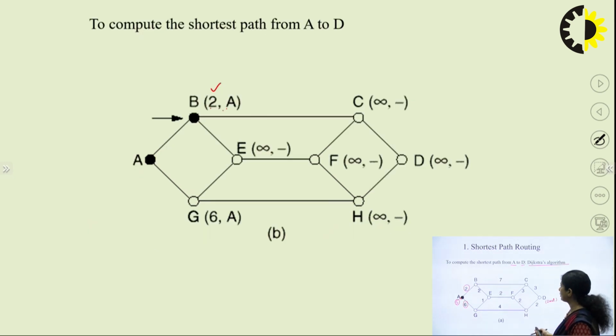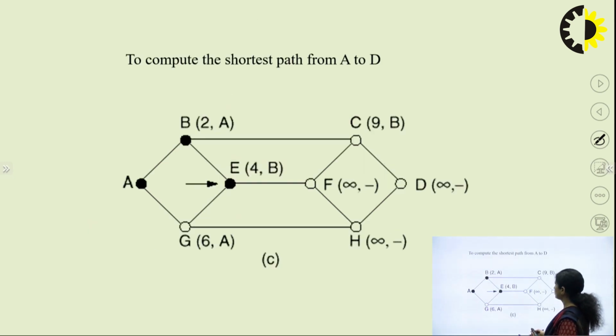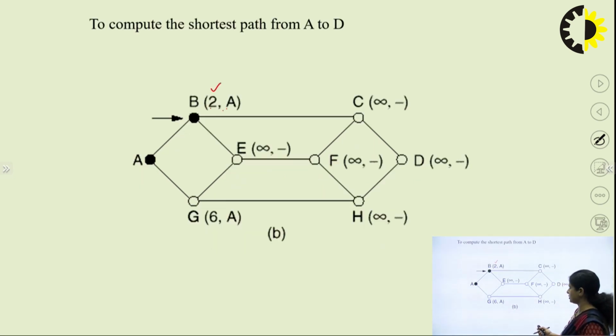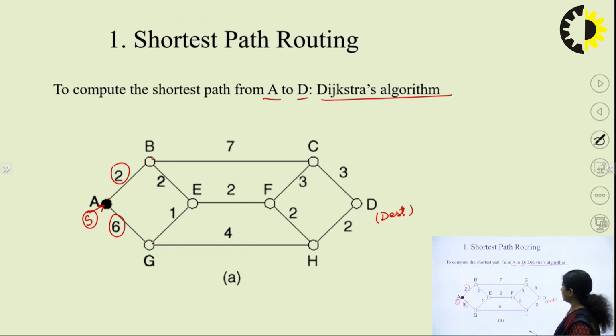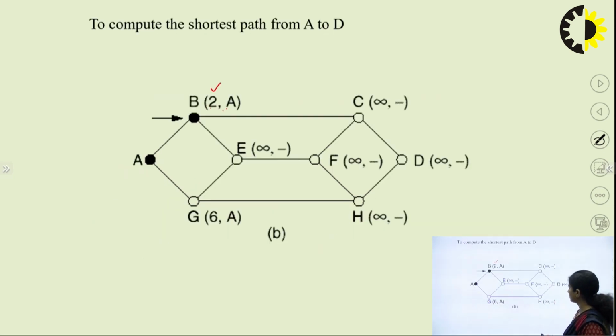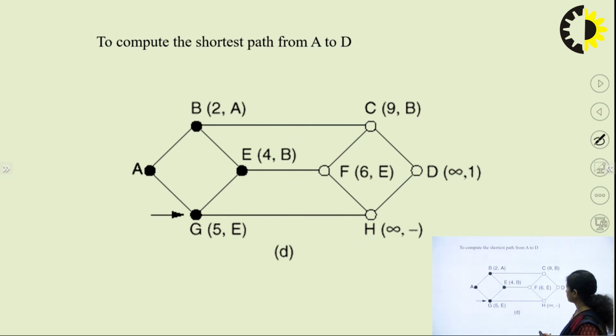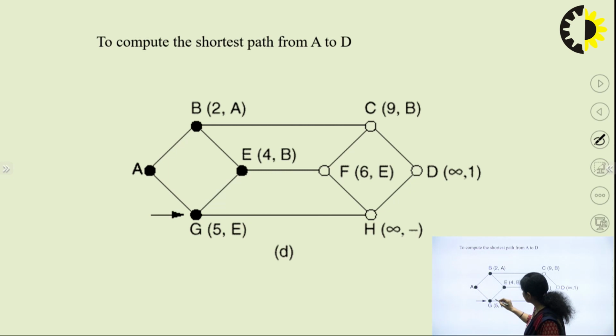We see B to E, that is 2, right? So, 2 plus 2 becomes 4 over here, right? Now, again we need to check from E to F and E to G. E to F is 2, E to G takes only 1, right? So if it takes only 1, the distance from E to G becomes 5.